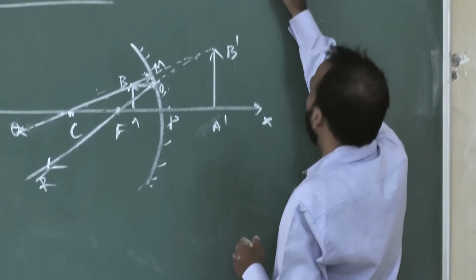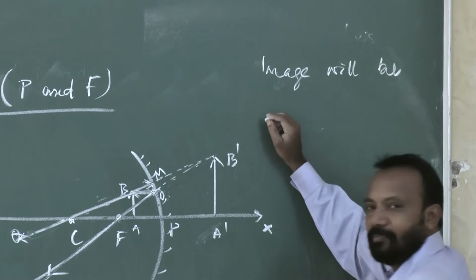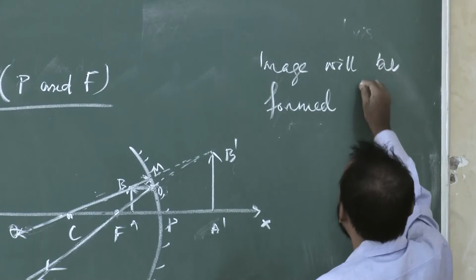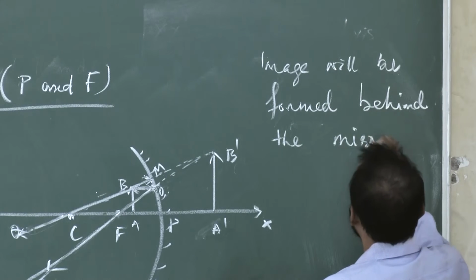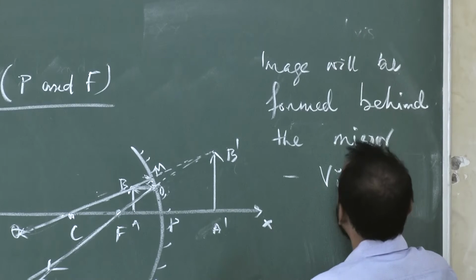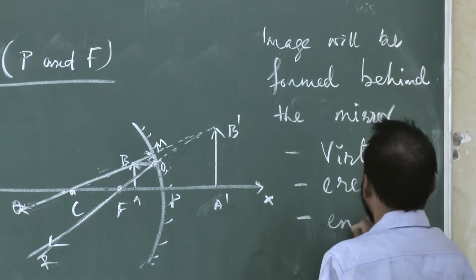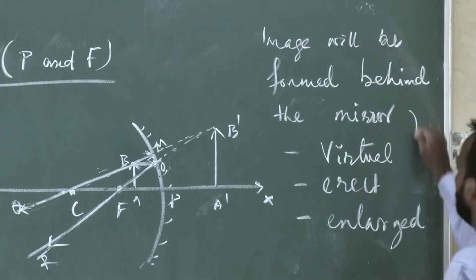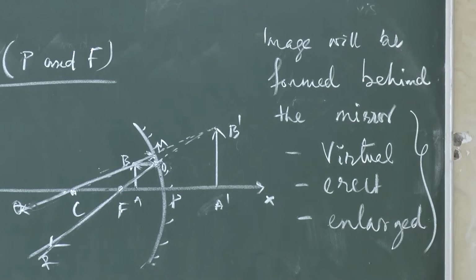So what is the nature of this image? The image will be formed behind the mirror, and what is the nature? Virtual, very good. Erect, enlarged. These are the characteristics, or nature, of the image formed in a concave mirror.